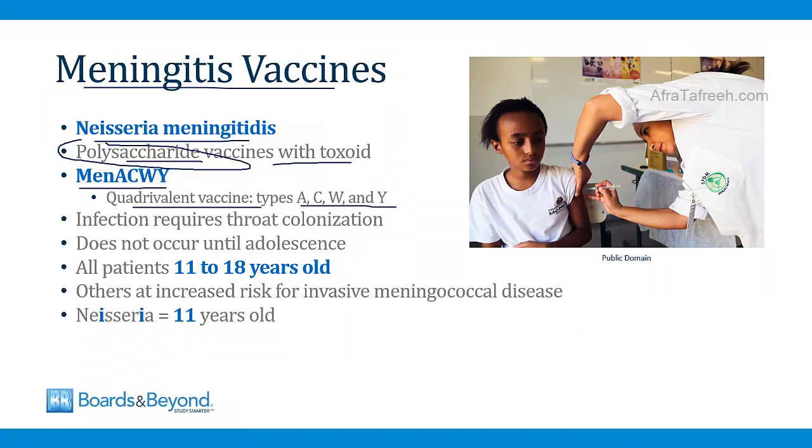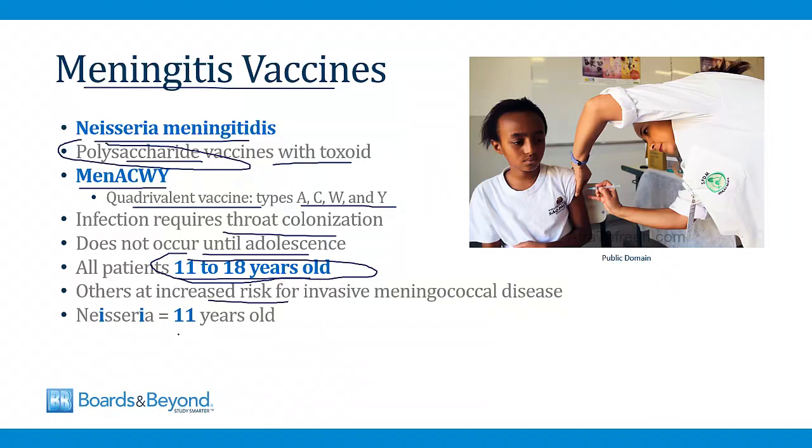We don't give this vaccine to younger children, and that's because infection with Neisseria meningitidis requires colonization of the throat with this bacteria, and that doesn't occur until adolescence. So for this reason, the first dose is given at 11 years old, and the indication for this vaccine is all children 11 to 18 years old. Outside of this age range, it can also be given in special circumstances if patients are at high risk. For example, it's sometimes given to military recruits or people in a dorm where someone has come down with meningitis.